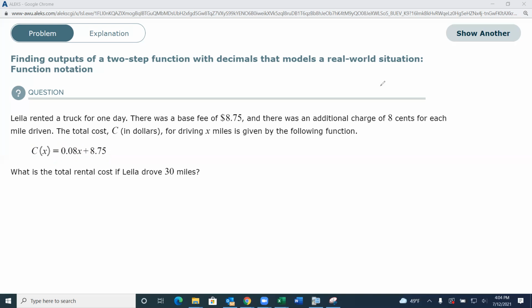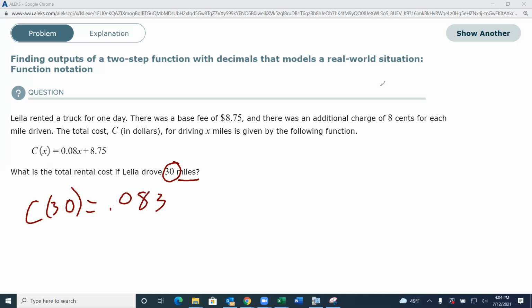Okay, so they ask, what's the total rental cost if Leela drove 30 miles? So is 30 going to be plugged in? Is that going to replace C of x, or is it just going to replace x? Well, 30 is measured in miles, not dollars. C of x, that's our cost, that's dollars. And 30 is not $30, it's 30 miles. But x, that's a measurement of miles. So this is an x number. So we replace the x's with 30.